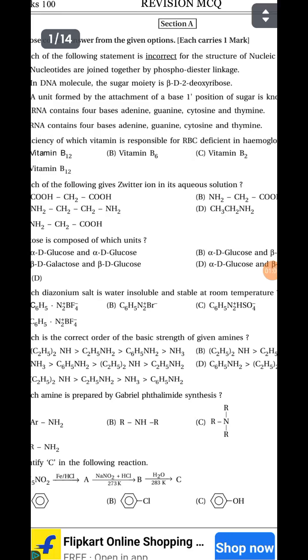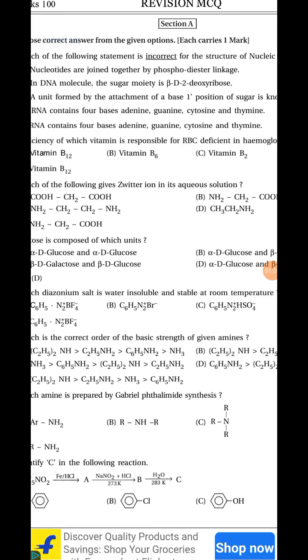So these four bases are of DNA. One among these is not of RNA; uracil would be there in RNA. So this statement is not correct.